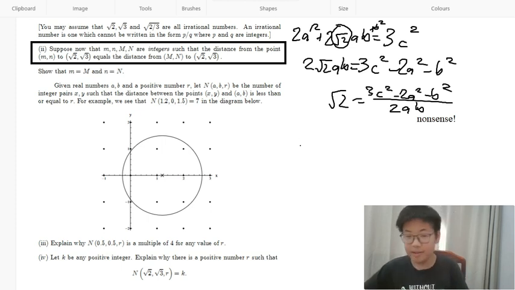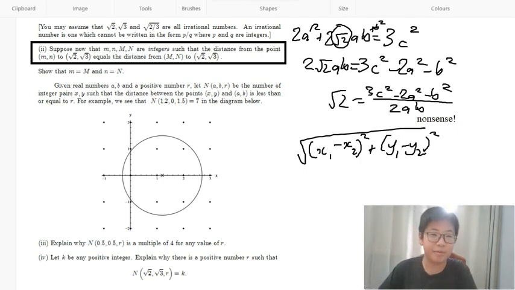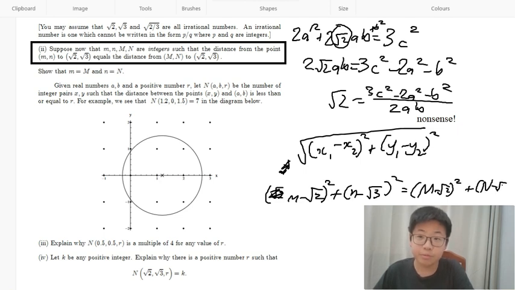It might sound scary, but it's just another way of finding the distance between 2 points using a formula: x1 minus x2 squared plus y1 minus y2 squared. This is basically telling us that we can remove the square roots right now because we're now dealing with an equality, and who cares about square roots right now? So we can write, m minus root 2 squared plus n minus root 3 squared equals big M minus root 2 squared plus big N minus root 3 squared.